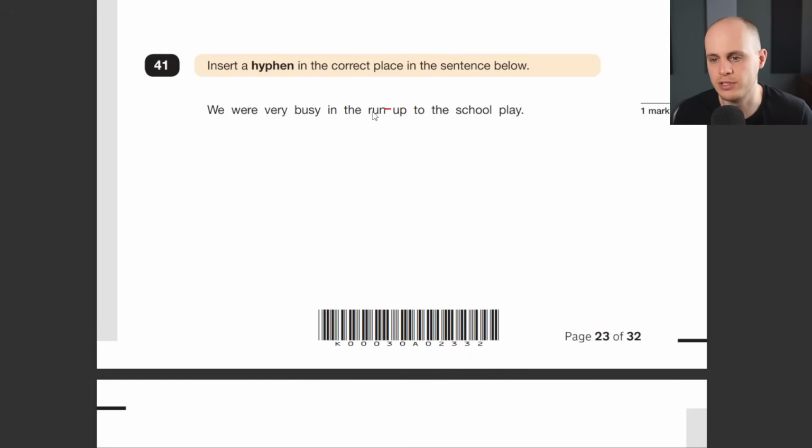Now, let me quickly explain it to you. Run has its own meaning, and actually without the hyphen, you could argue that if you run up to something, if I said go and run up to your parents, that's not the same as this, is it? That's a very, very different meaning. Go and run up to your parents. That means run, the action of running, and up to is like a preposition, go towards them. This doesn't mean that. It means the time before. So to make it clear to our reader that we're not talking about running up to wherever the school play is, we put a hyphen in here to combine these into one idea, the run-up.